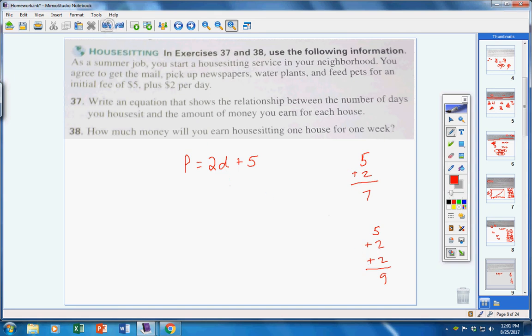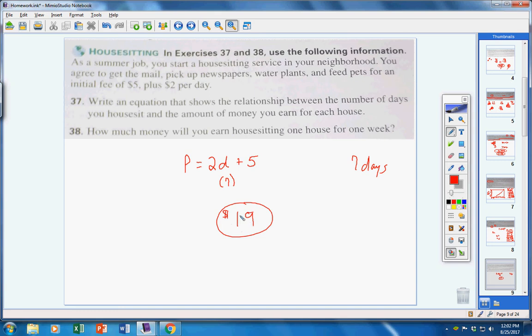There's really no steps or formula I can give you to teach you how to come up with these. You just have to read the problem and figure this out on your own, okay? But it does make sense. I mean, your profit is $2 per day plus a $5 fee. How much money will you earn house sitting for 1 week? Well, 1 week is how many days? 7. So simply put a 7 in for D. 2 times 7 is 14, plus 5 is 19.